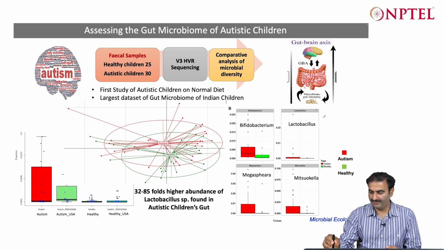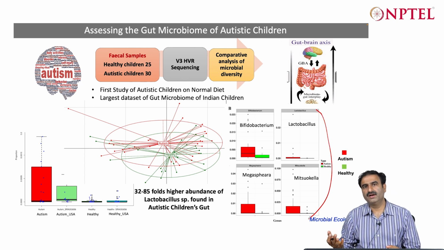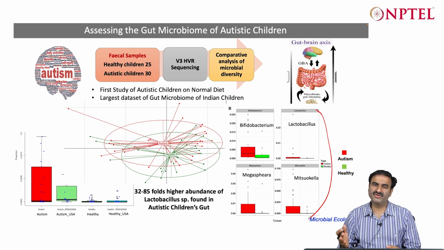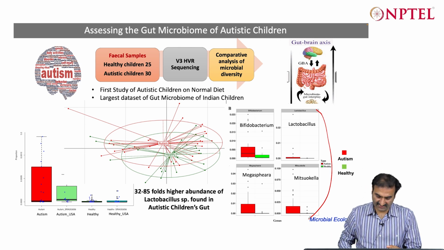clues about how this overabundance of microbes could be associated with the syndrome. Okay, but it could be a cause or effect relationship that we still do not understand: because of autism the microbiome changed, or because of the change in microbiome, dysbiosis, it played some role in the autistic syndrome.